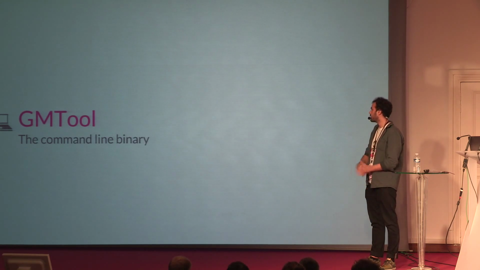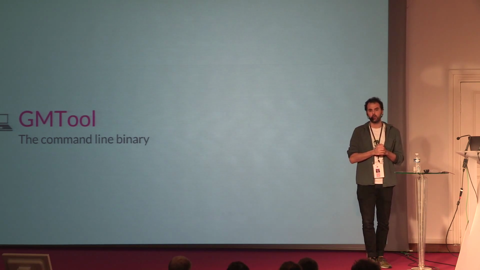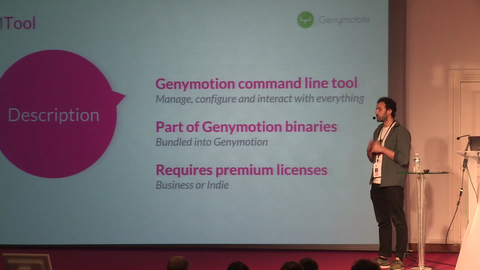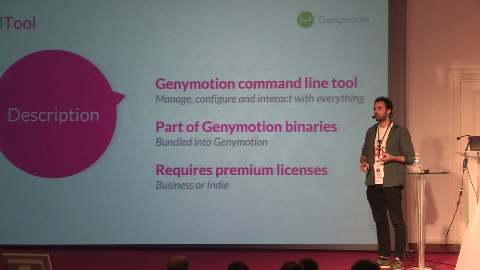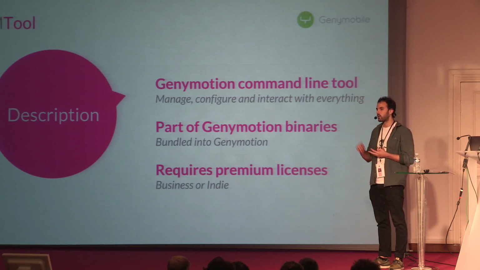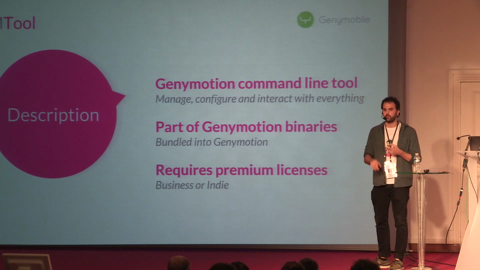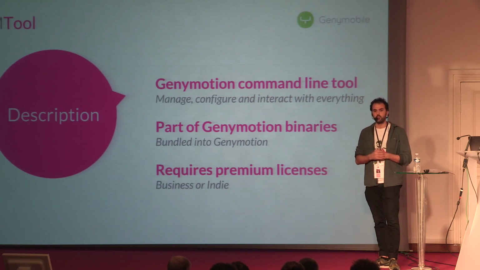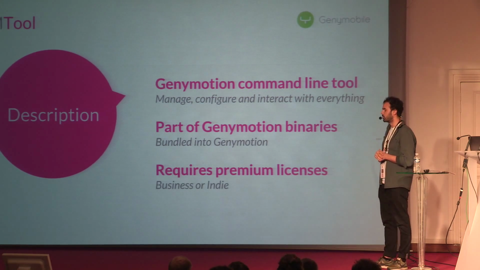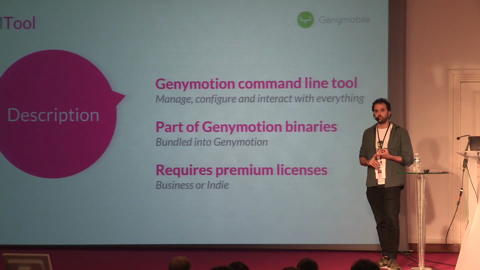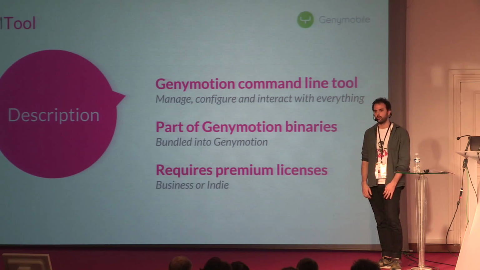Second thing is GMTool. GMTool was introduced a few months ago. It's a binary command line interface. So you can directly from the command line control the VM. You can start a VM, you can create a new VM, you can interact with all the different widgets Genymotion has. So you can also set the battery level, send mock data for GPS, this kind of stuff. It's part of Genymotion. So if you're running the latest Genymotion and you have a business license, then you can use GMTool already.